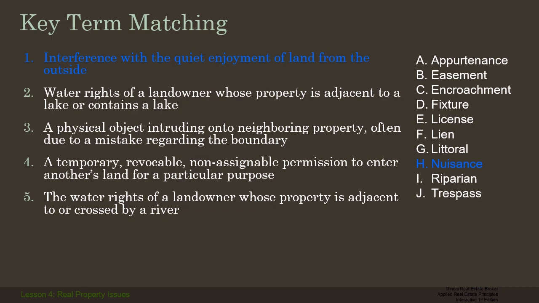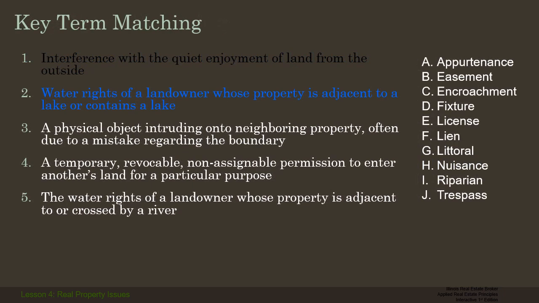Water rights of a landowner whose property is adjacent to a lake or contains a lake. Those water rights, when they're by a lake or an ocean, are considered littoral rights. Think of L for littoral and L for lake. Your rights to water bordering lakes or oceans means that your use of your property can only go to the high tide watermark of either the lake or the ocean if there's tides.